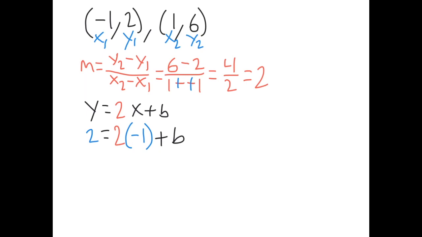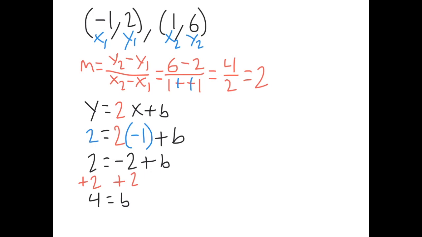So now we do it out. 2 times negative 1 is negative 2. So 2 equals negative 2 plus b. So it's a negative 2, so we add 2 to both sides to solve for b. And that'll give us 4 equals b. So in this case, b is 4.